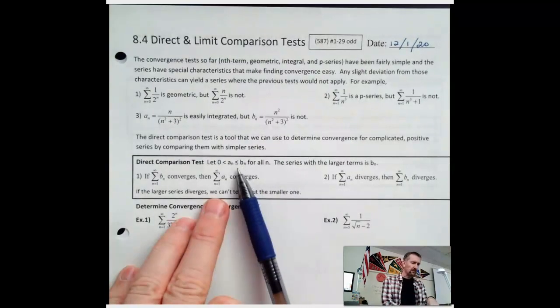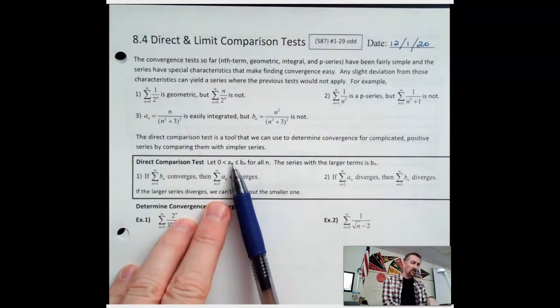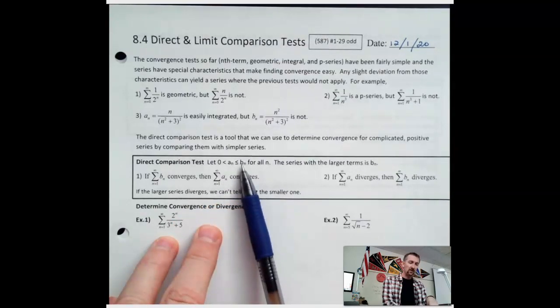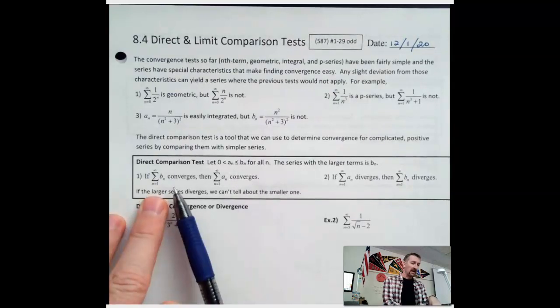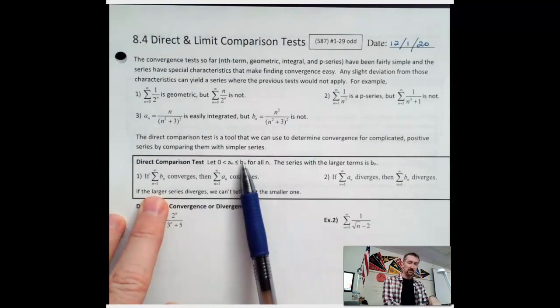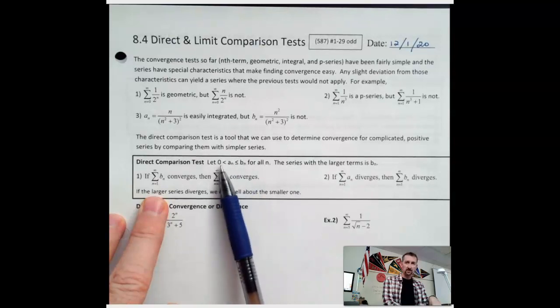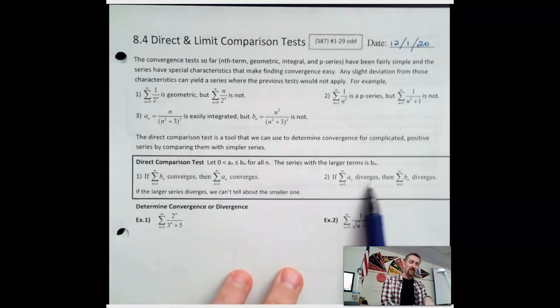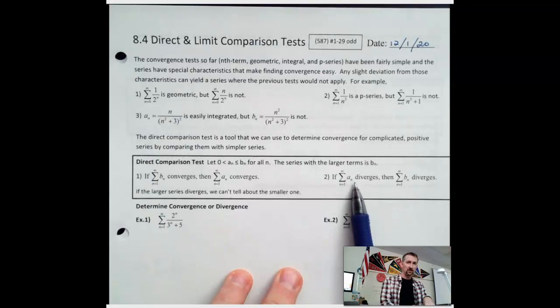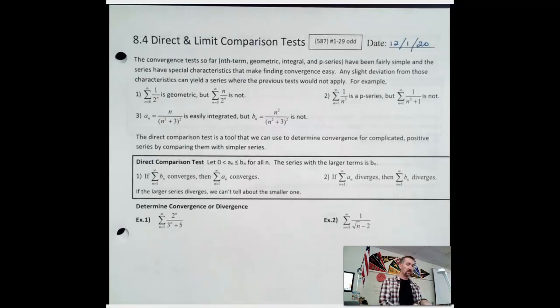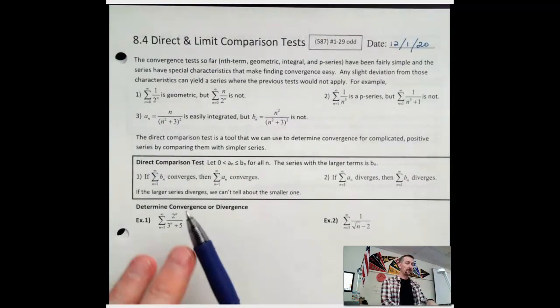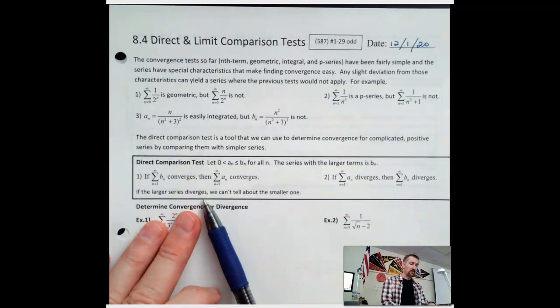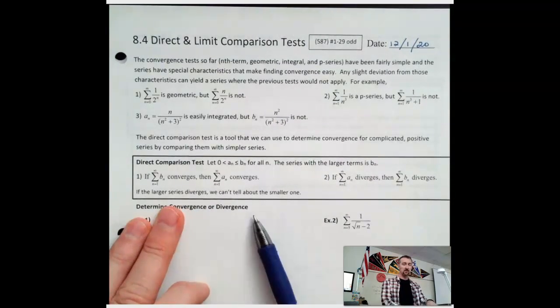If we have a list of terms where we know that the term of A is always smaller than the term of B, and B converges, the bigger terms converge, then we know the smaller terms are going to converge also. And over here, if the smaller terms diverge, then we know the larger terms must diverge. So that's what we're going to be looking at. If the larger series diverges, we can't tell anything about the smaller one.